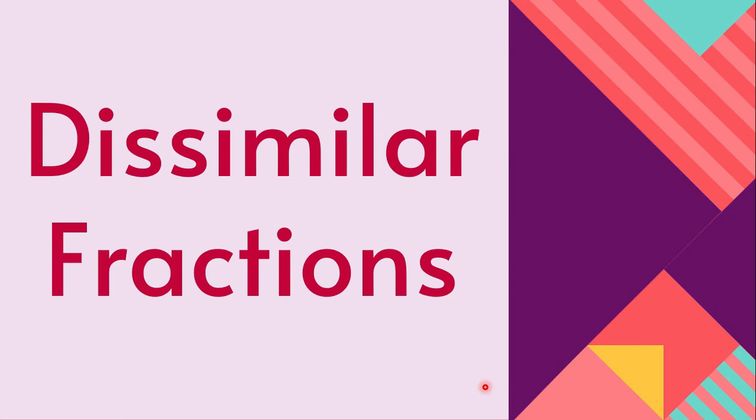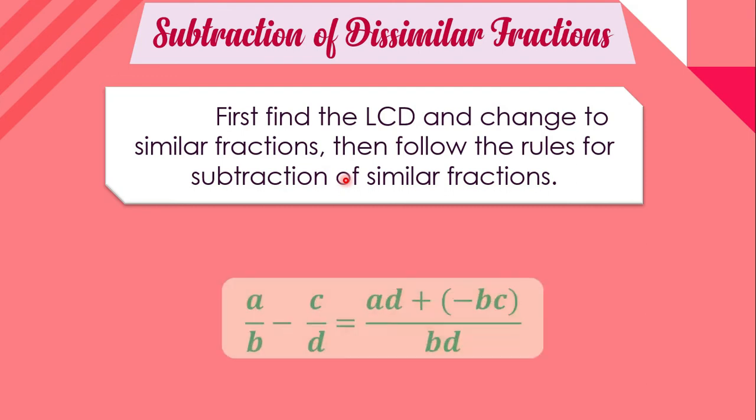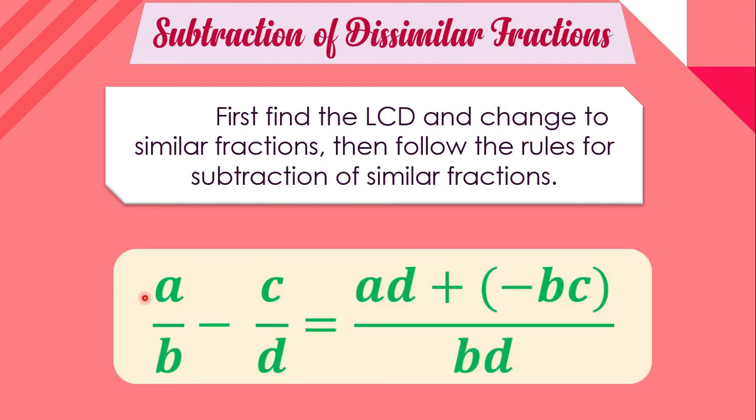Next is for the dissimilar fractions. First, find the LCD and then change to similar fractions, then follow the rules for subtraction of similar fractions. In general, a over b minus c over d, that is equal to a times d plus negative b times c all over b times d.